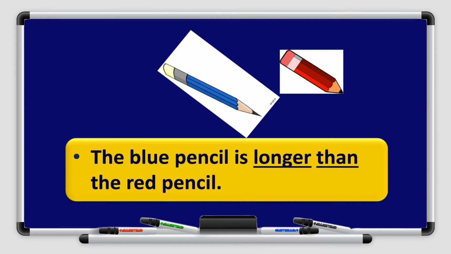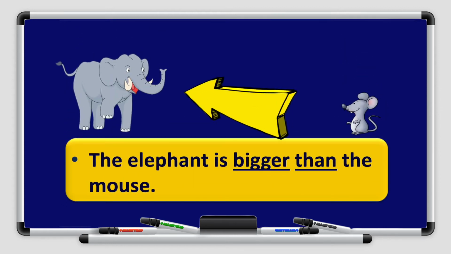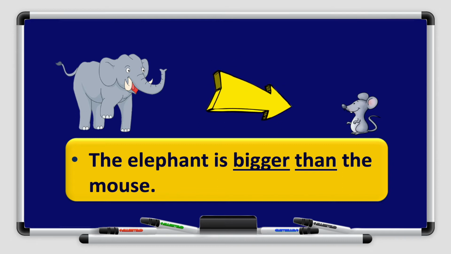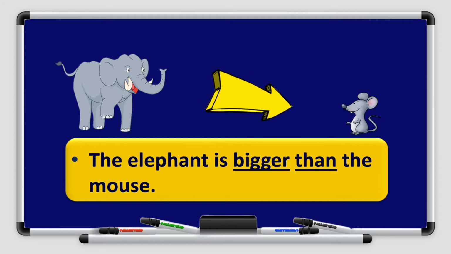Excellent, boys and girls. Let's move on to the next example. Take a look at the picture. The elephant is bigger than the mouse. We have two things to compare between. We have the elephant and we have the mouse. So I use the verb plus the adjective plus the two letters ER plus than and then the rest of the sentence. The elephant is bigger than the mouse.